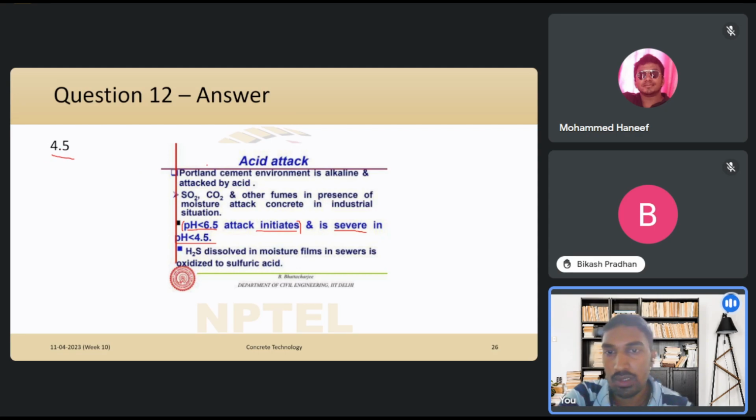When you have more than 7, it is an alkaline situation, and in that case, you need not worry. But when it becomes acidic, less than 6.5, that's when your acid attack will happen, and when it is dropping below 4.5, it will become more severe.